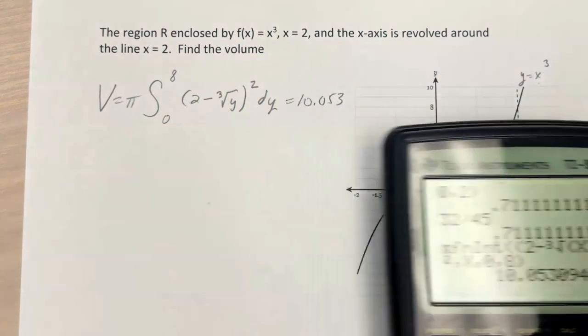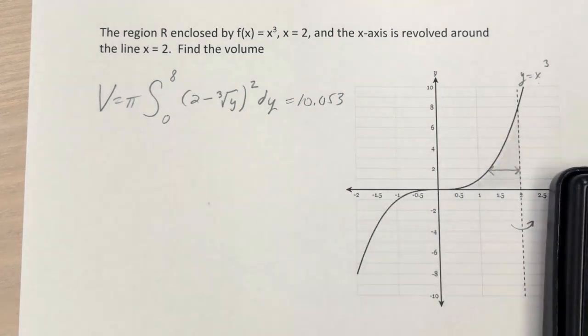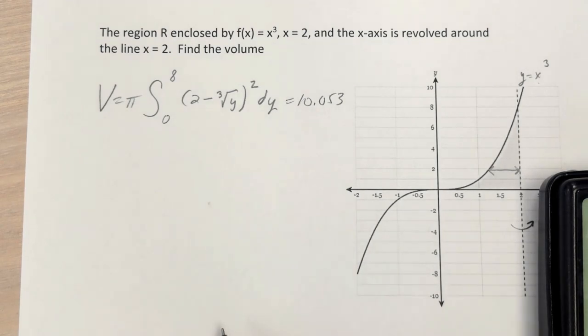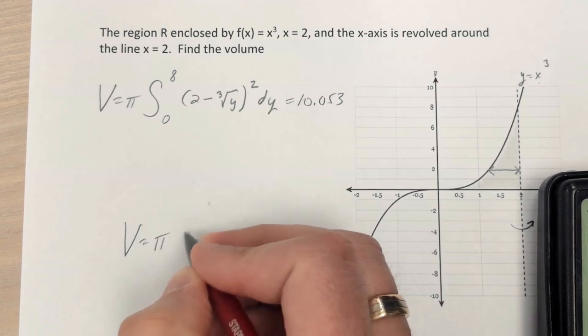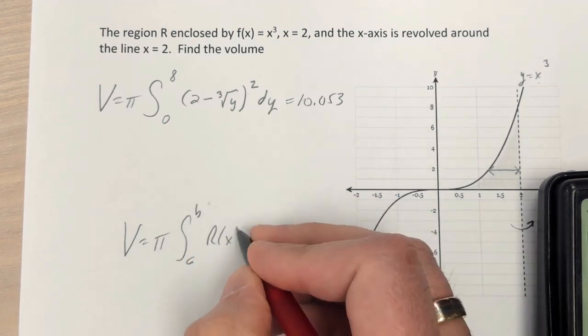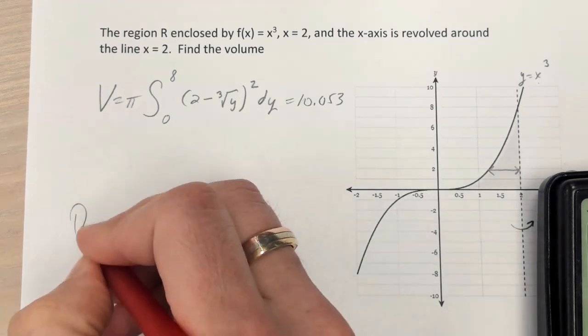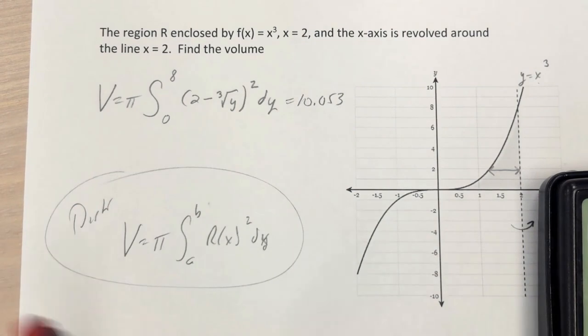All right. So those are discs for you. Again, most of them are going to be around the x-axis or lines parallel to the x-axis. Or in this case, the last two examples are on the y-axis or lines parallel to the y-axis. But remember, the formula for a disk is just pi integral from a to b of big R of x or y squared dx. Okay? And that's how you do a disk. Tomorrow we'll learn how to do a washer, which is just a disk with a hole in it.